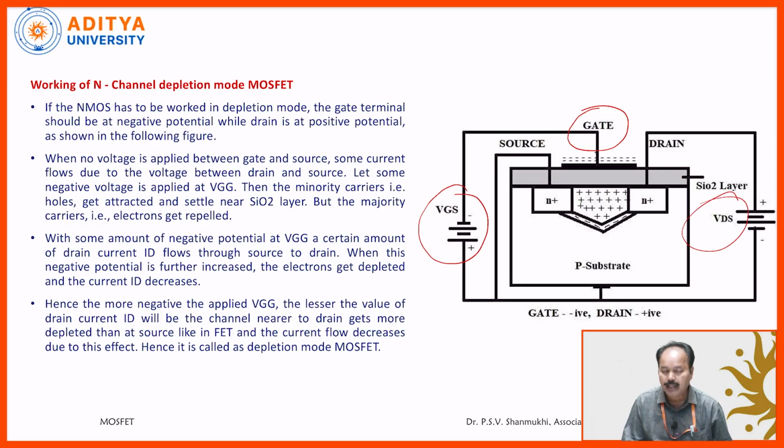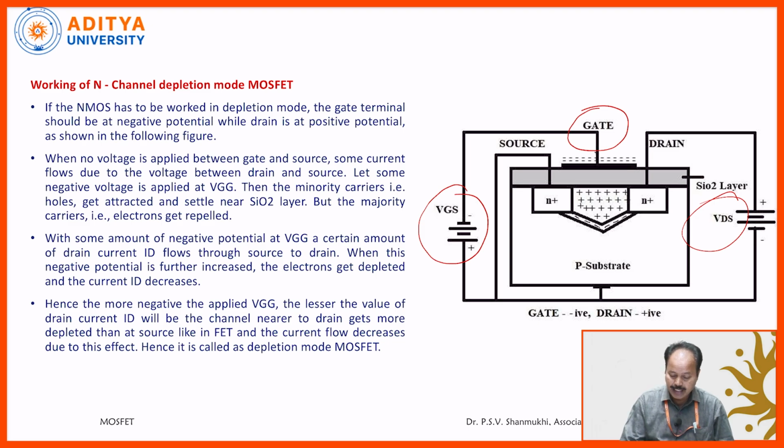When this is connected at the reverse voltage, VDS is connected at the reverse voltage, means the positive terminal is connected to this drain, the electrons are attracted or dragged towards this one. There exists some drain current, a little bit of drain current flows.